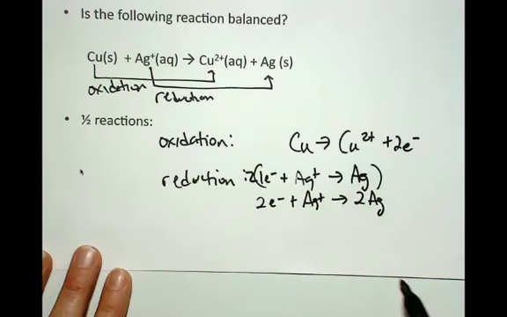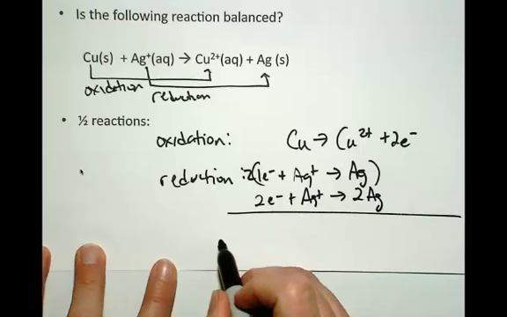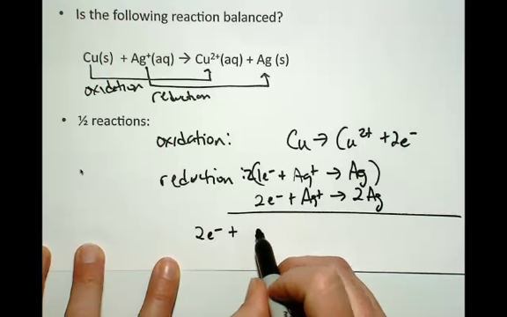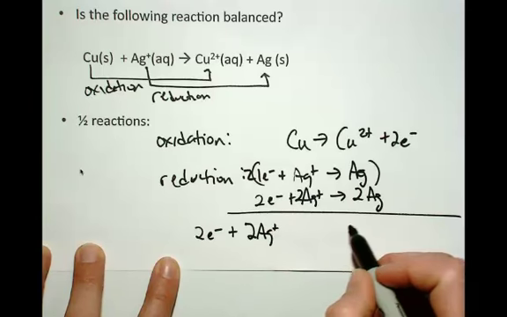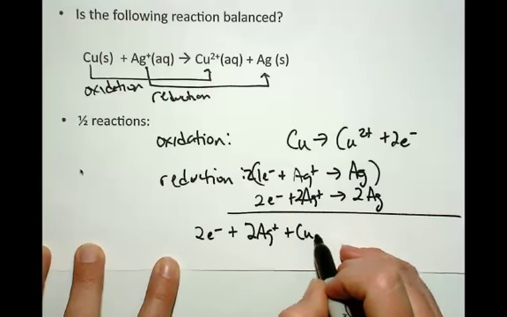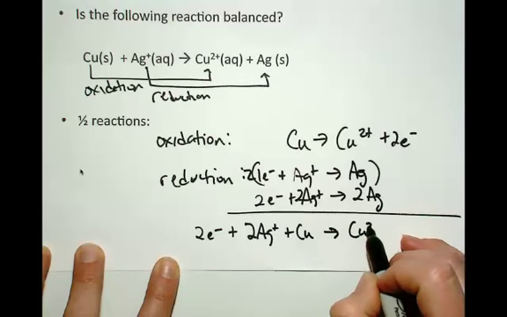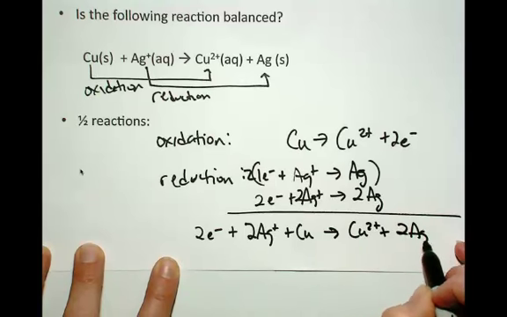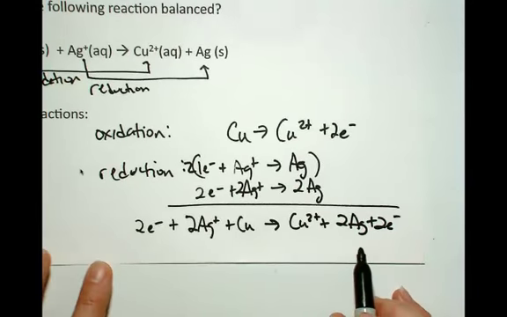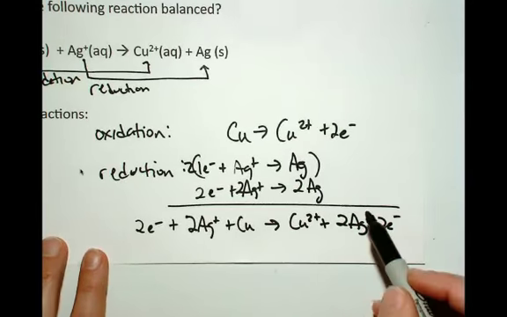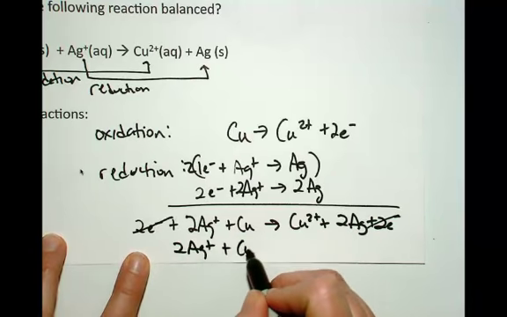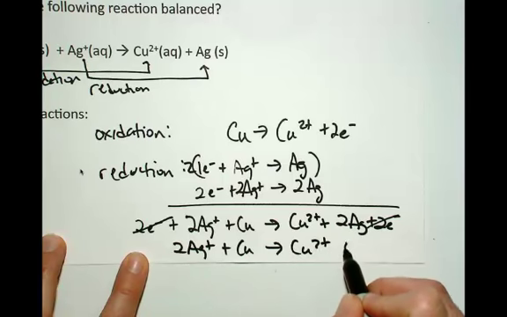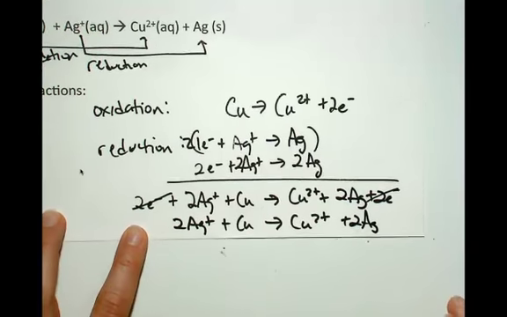Okay, so then when you add them all together, you have the 2 electrons plus the 2 silver ions plus 1 copper gives copper 2+, 2 silver plus 2 electrons. The electrons are balanced. The mass is balanced, and the whole thing is balanced. Okay, so that's a little example of balancing a simple little redox reaction.